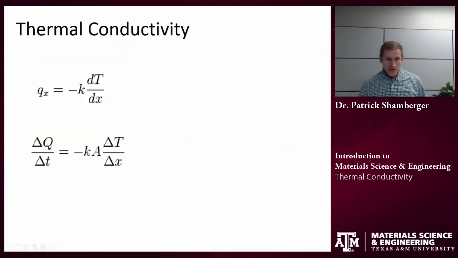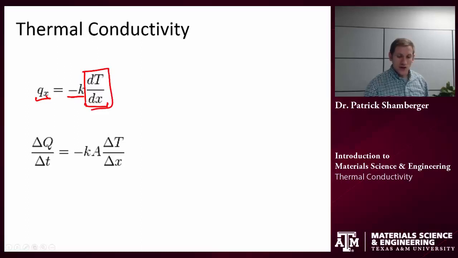So first, let's think about the macroscopic description of thermal conductivity. Thermal conductivity is the relationship between heat flux and a temperature gradient. So just like diffusivity, just like current, we have some sort of a driving force. In this case, that driving force is the thermal gradient. And there's some sort of response. In this case, the response is how much heat is flowing. Thermal conductivity is the proportionality constant between that driving force and that response.